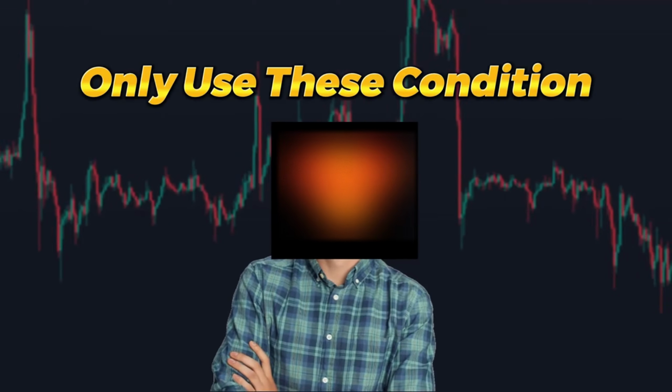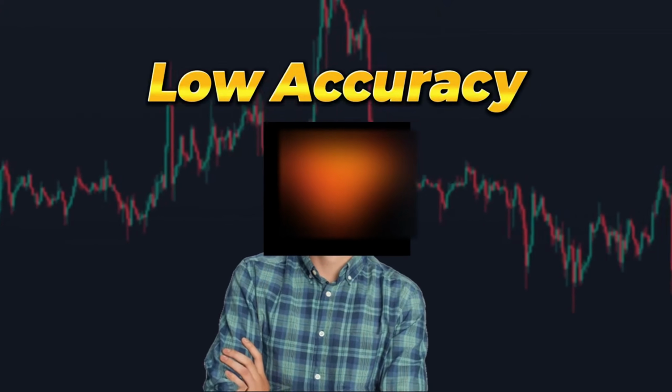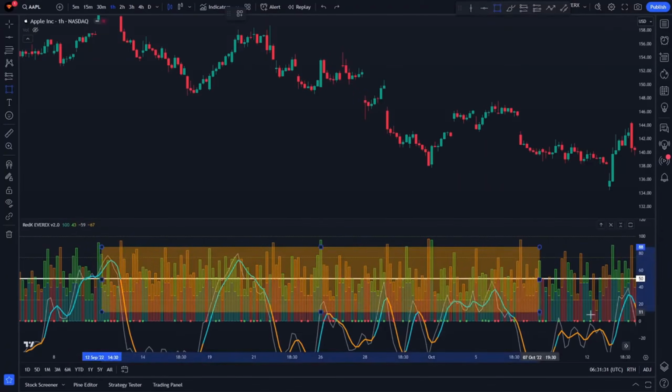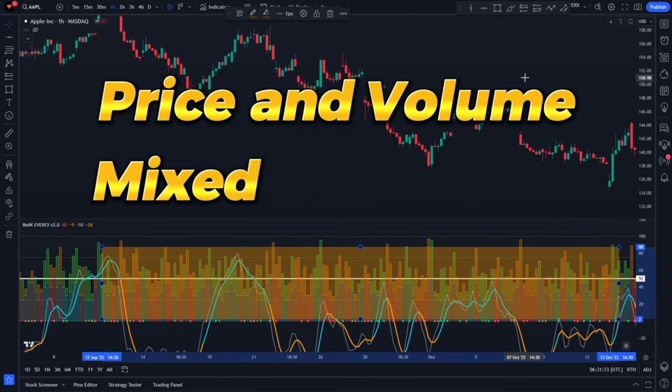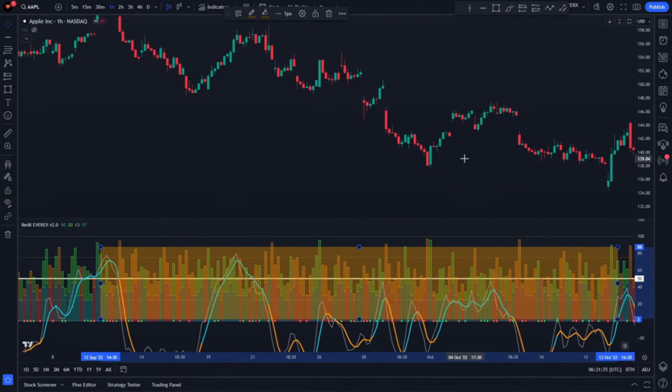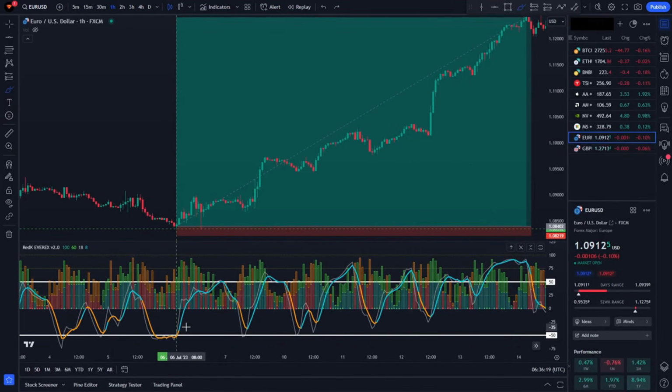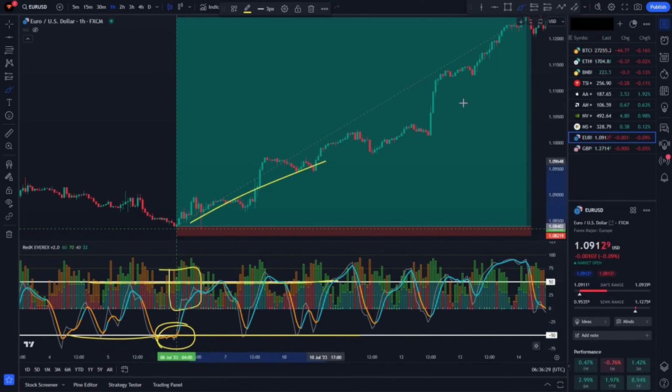But if we only use this condition to enter our trade, it will result in low accuracy. The better way is to also consider the price and volume mixed histogram. Let's look at this example. When both lines are under -50 and the smooth line crosses upward over the signal line, and also the histogram is green and above 50, we enter our trade.